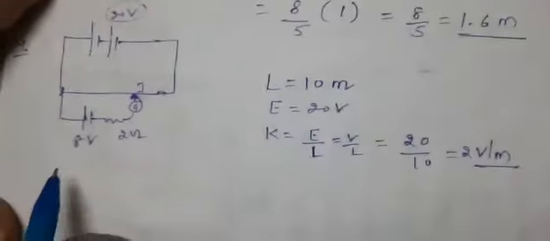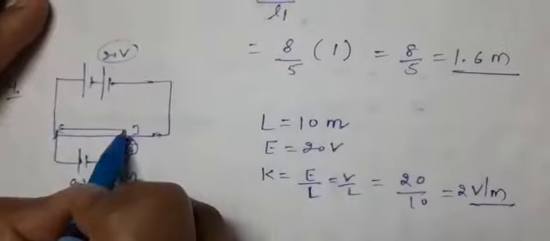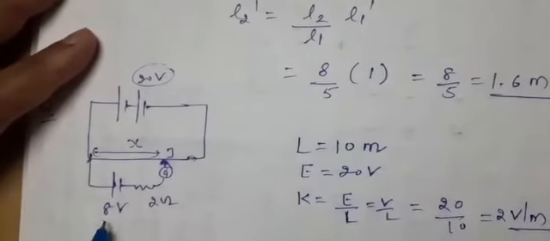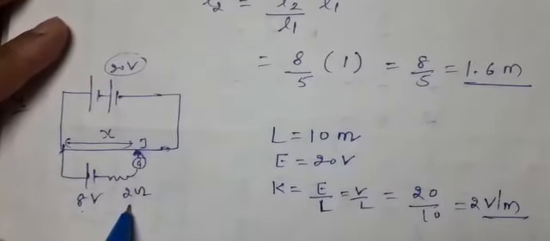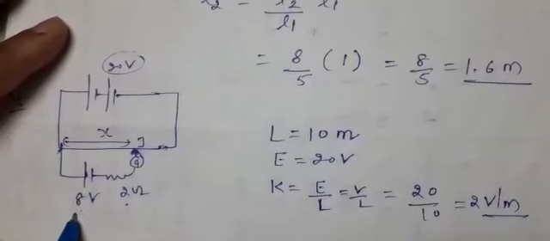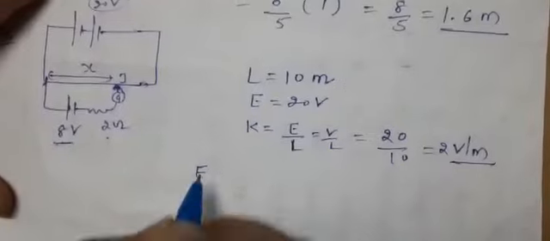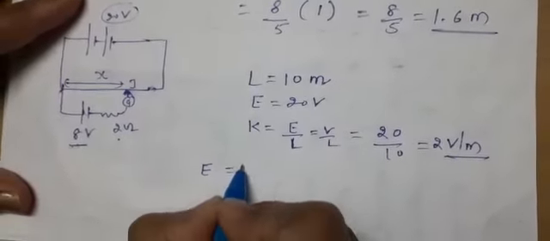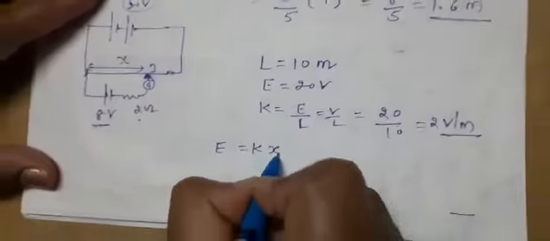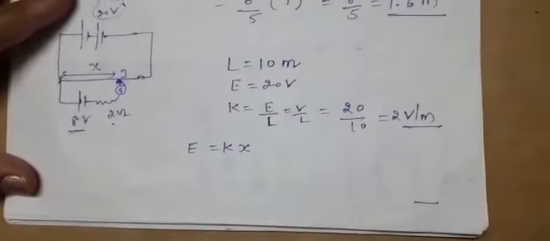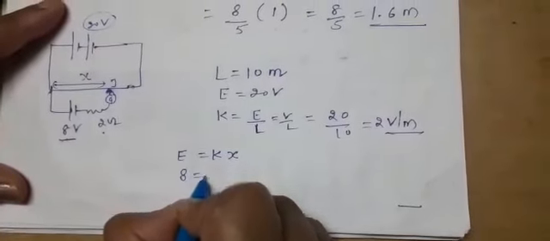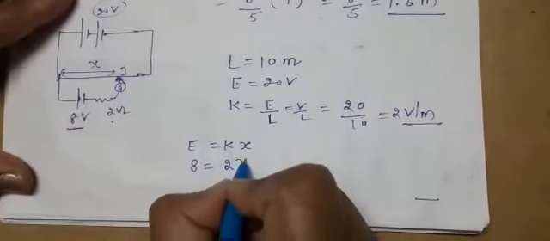Now what you have to calculate? You have to calculate this unknown balancing length when this cell along with resistance has been connected. See here basically this EMF has been given and we know that E is proportional to length, or it is equal to K into this unknown length, that is the balancing length. But this EMF has been given, K we have calculated, and X is unknown.